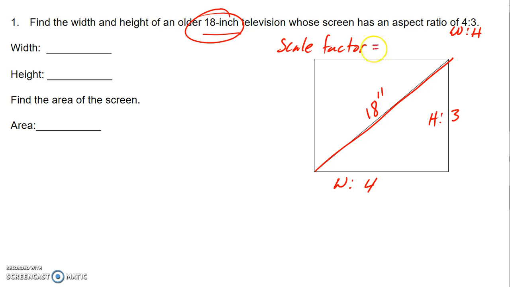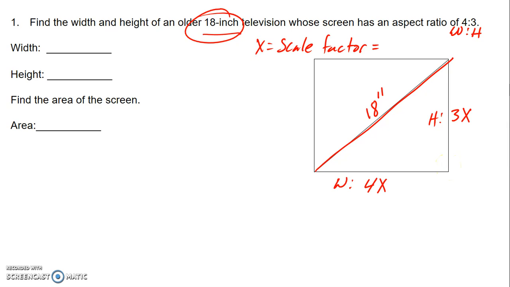The scale factor is what we can use to multiply the 4 and the 3 by to get back to the original 18 inches. So I need this to be 4x and this to be 3x so that I can find that x, which is my scale factor. Once I find the x, I can then multiply it by the 4 to get back to the original width, multiply that same number by the 3 to get back to the original height of the television. Okay. So for right now, we need to solve for x.